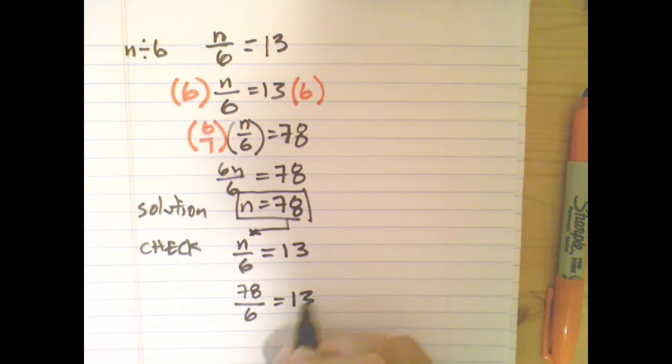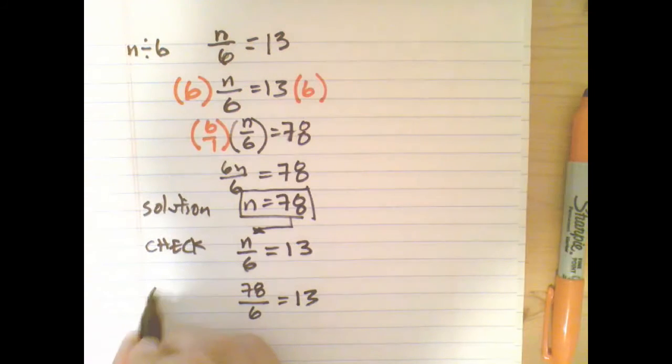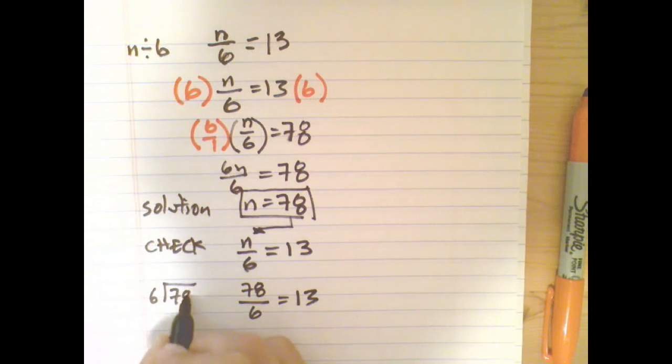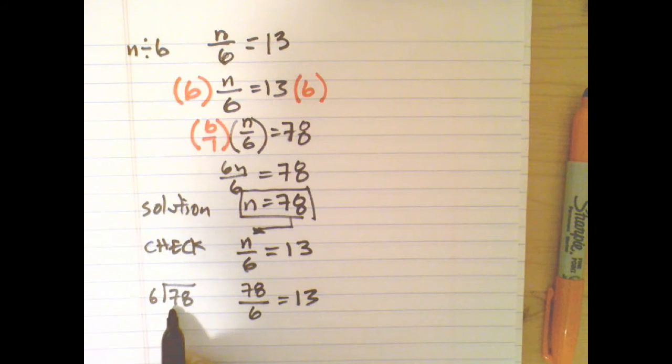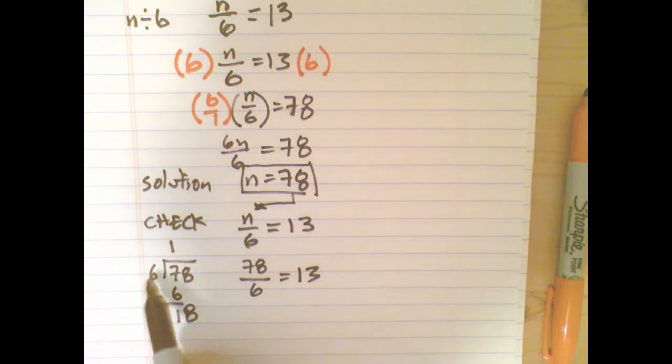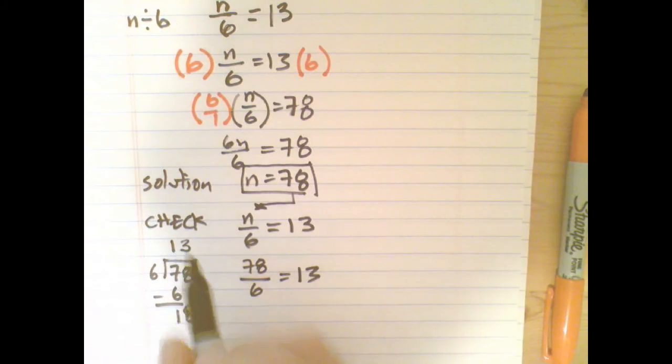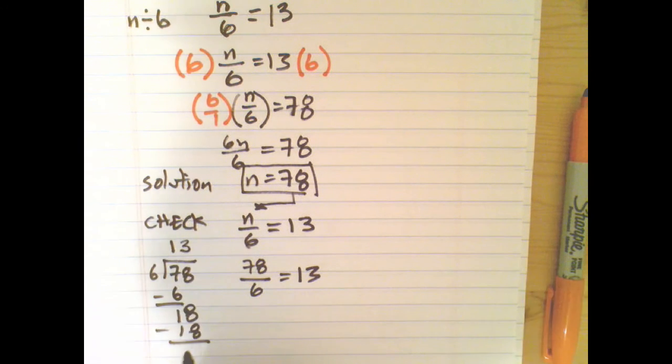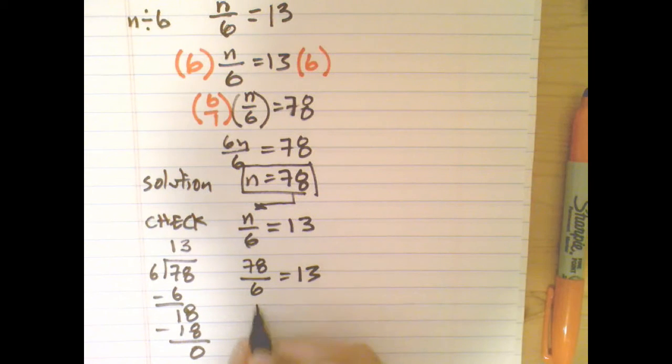Does that equal 13? Well, let's go to the side here and do it in detail. How many 6's can I get out of 7? Well, I can get 1. 1 times 6 is 6. I subtract. 7 minus 6 is 1, and I bring down 8. How many 6's can go into 18? Well, 3 can. 3 times 6 is 18. 18 minus 18 is 0, and I'm at the end. So I know that 78 divided by 6 is 13.